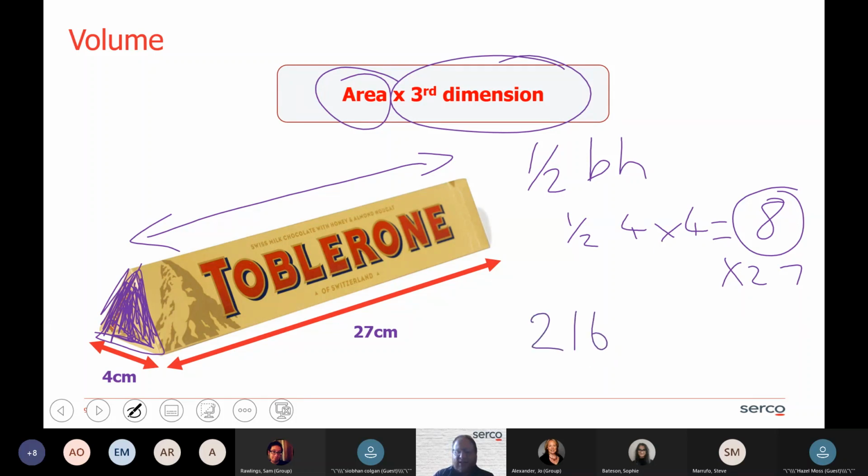I get 216. We were in centimeters, and remember it's volume, so they're cubic centimeters. So half base times height for the triangle at the end, and then once I've done that, I multiply it by the third dimension. So going back to what I said at the start, there is a formula that you can use that does that for you in one go. To me, a much easier way to remember it is you need to know how to work out the area of a triangle anyway. So let's work out the area. We know my flat triangle is 8 centimeters squared, and it goes back by 27 centimeters. So we're happy with that.